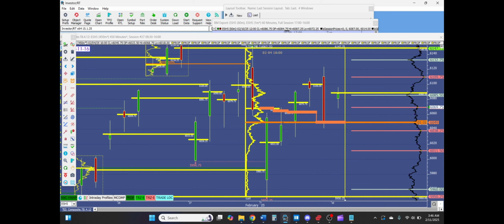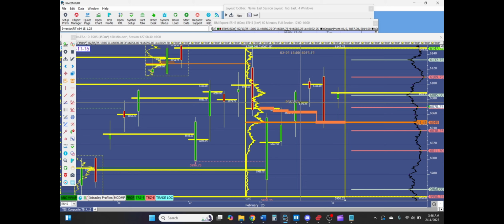So like this one actually lines up with the orange line. This one's at 60.75. So these are statistically high probability targets at some point during the trading day. So once we have an open, there's a high probability of at some point during the day price coming to check the previous day's VPOG, naked VPOG.